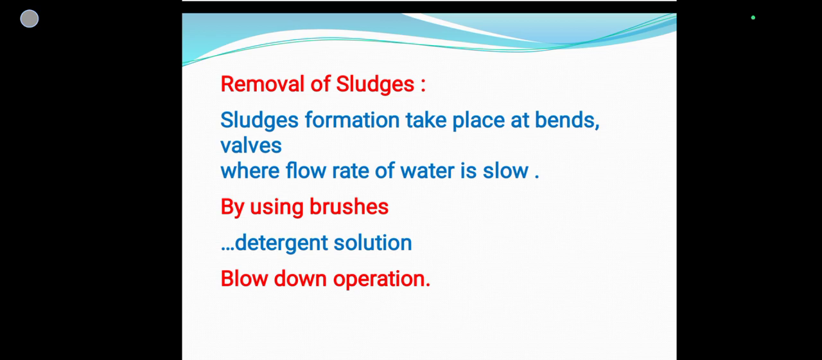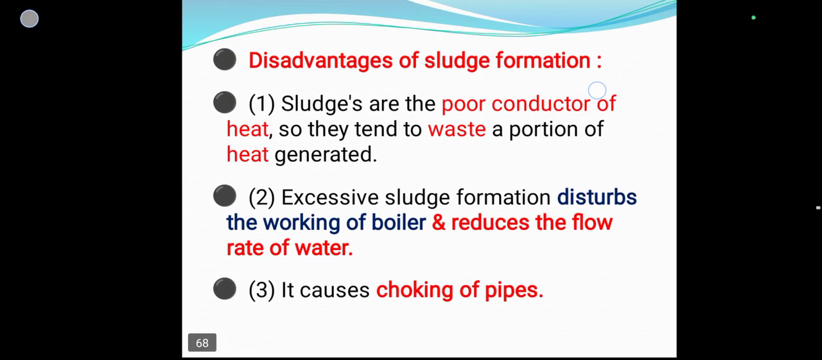How to remove that sludge? Simply by using brushes. You can use a detergent solution to remove the sludge, or you can carry out blowdown operation to remove the sludges. So simply use the brush or use blowdown operation to remove the sludges. Then we will see the disadvantages of sludge formation.